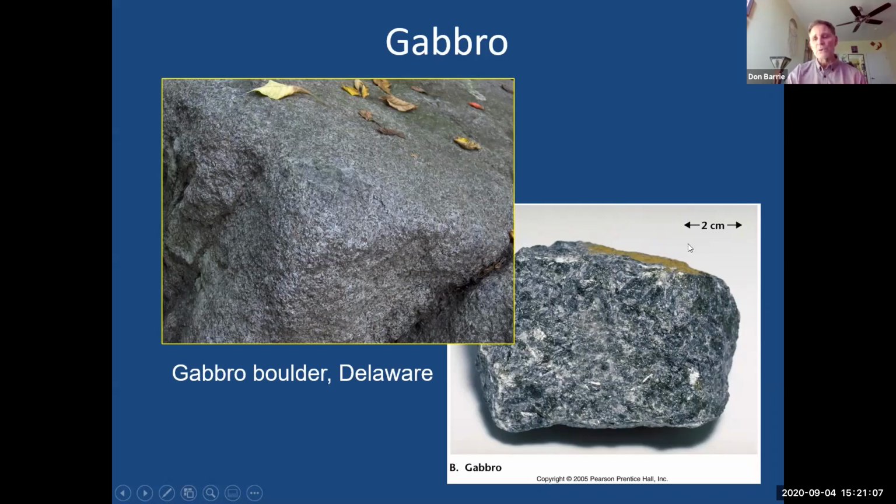There's a 2-centimeter scale bar. So these crystals in the gabbro are clearly visible. And even in outcrop, we can clearly see visible crystals. So overall, we actually know a lot of information just at a glance here. Because of the dark color, we know that gabbro is mafic in composition. And because of the large crystals, we know that gabbro is an intrusive igneous rock. And also because of the large crystals, we know that gabbro cooled slowly.